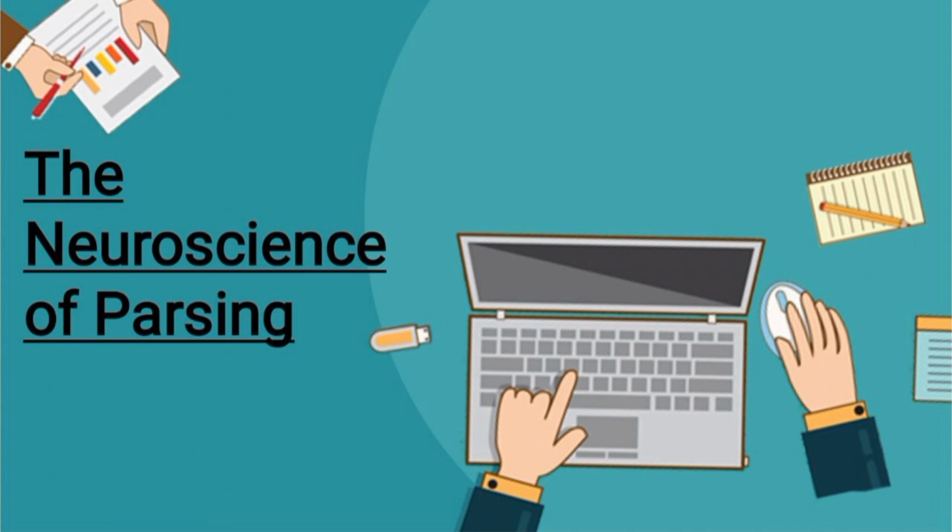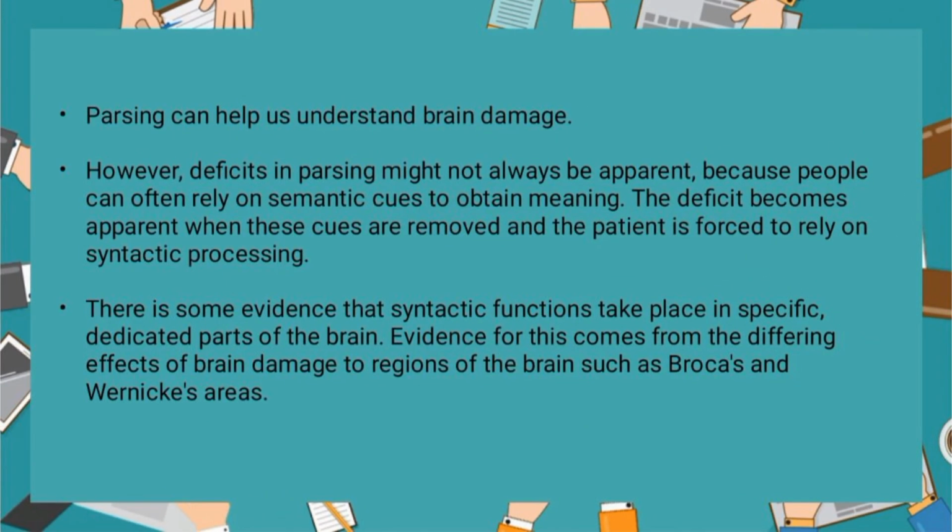The neuroscience of parsing. Parsing can help us understand brain damage. However, deficits in parsing might not always be apparent, because people can often rely on semantic cues to obtain meaning. The deficit becomes apparent when these cues are removed and the patient is forced to rely on syntactic processing. There is some evidence that syntactic functions take place in specific, dedicated parts of the brain.